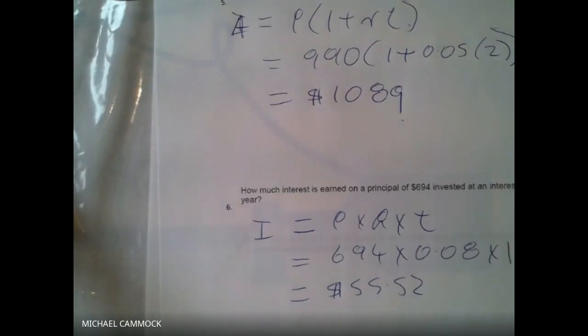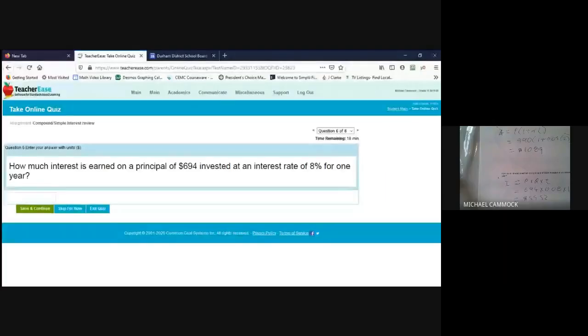Teacher ease and cannot allow. Oh, geez. Okay. All right. So let's put that number in. So 55.52, dollar sign first. Remember, that's important. 55.52 and save and continue.